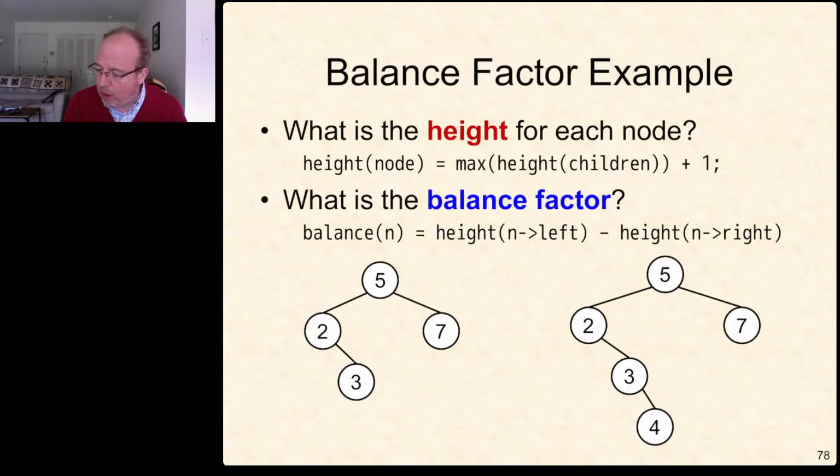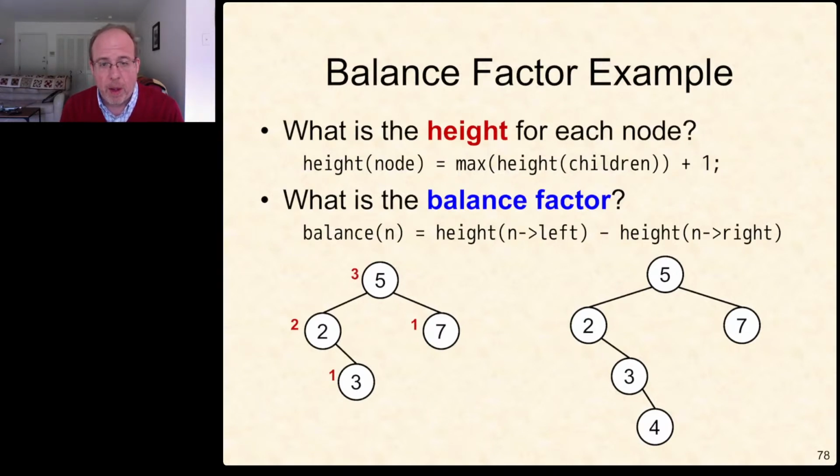Okay, so let's take a look at a little bit of these. What I'm going to do is walk through the heights first in red, and once I compute all of the heights in red, I'll compute the balance factors in blue. So the height of node 3 is 1. So the height of node 2 must be 2 because it's the maximum of its children plus 1. The height of node 7 is 1. It's a leaf. The height of node 5 is the max of its children plus 1.